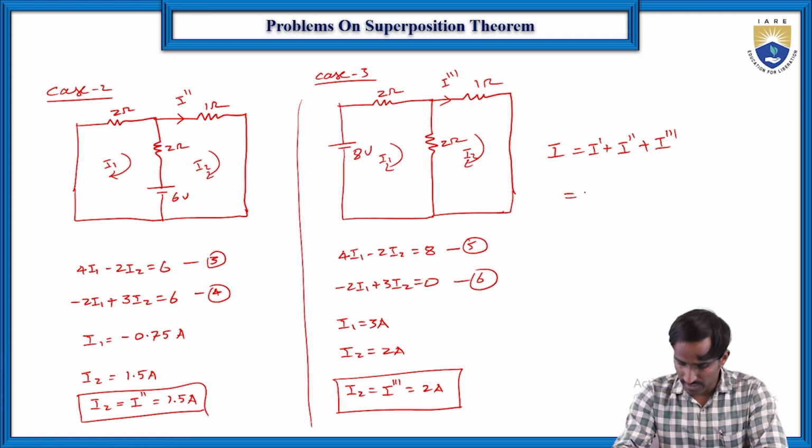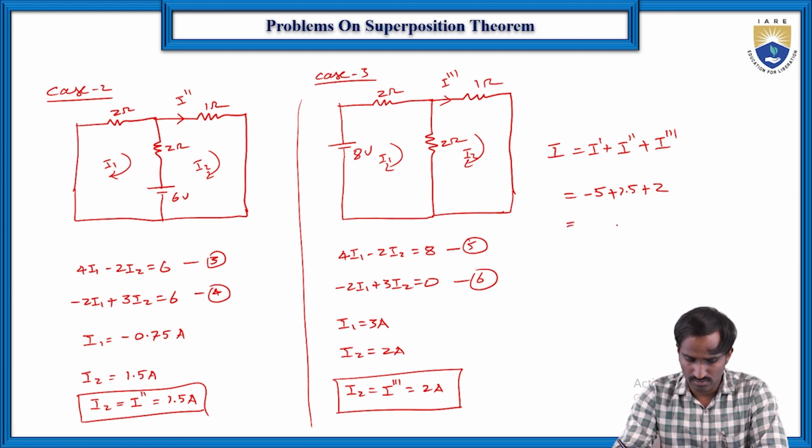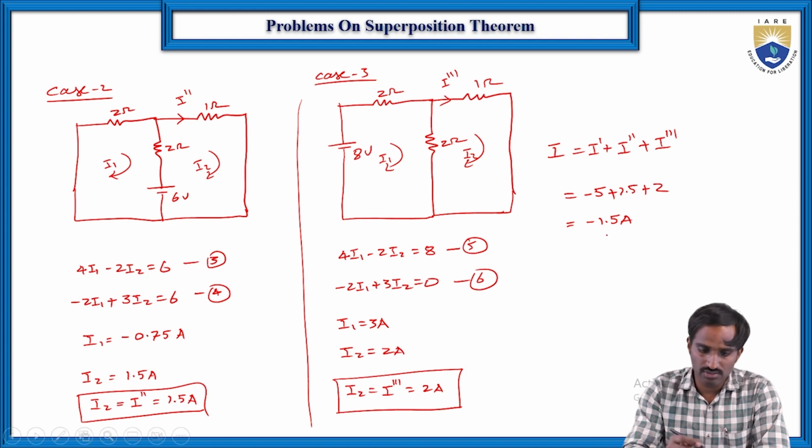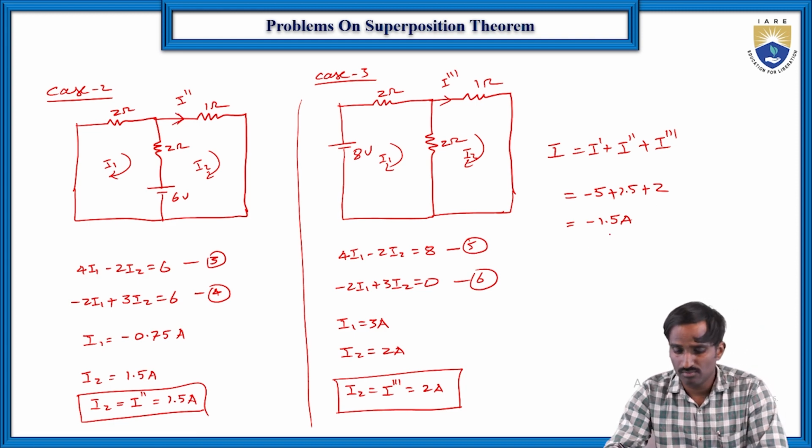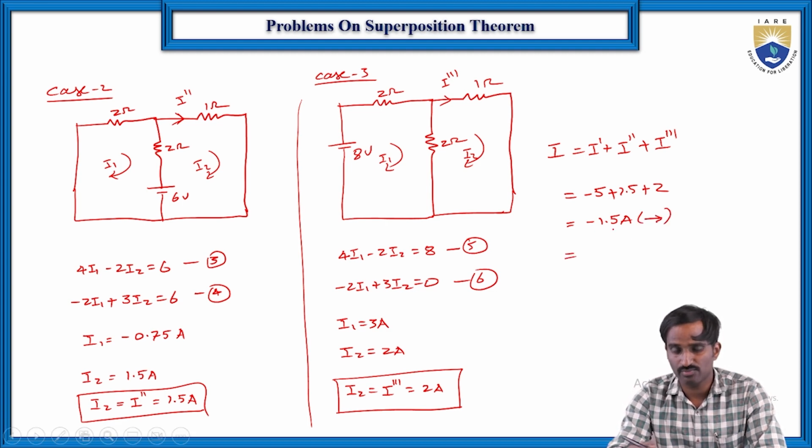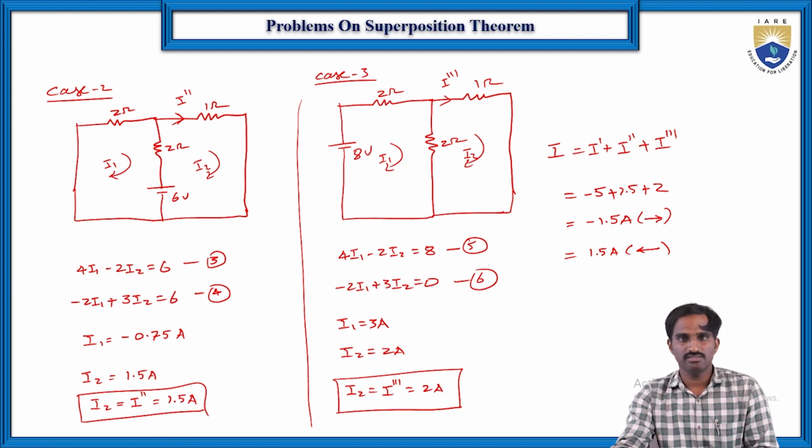Okay, so what is the value of I dash that we have calculated? Minus 5 amperes. Minus 5 plus here I double dash is 1.5 and I triple dash here it is 2. So the value of this particular thing is minus 1.5 amperes. Okay, so we have considered the direction is like this, but if you want to replace it as a positive current, then 1.5 amperes, the direction is like this.